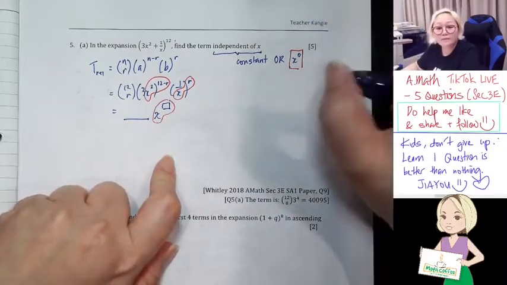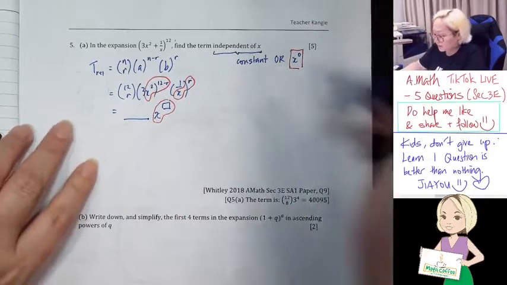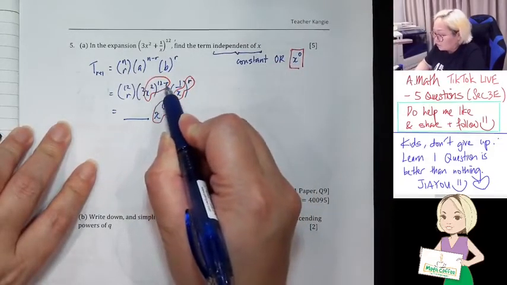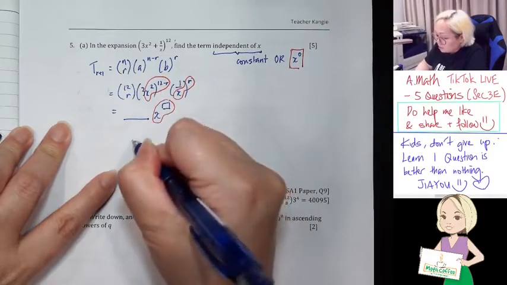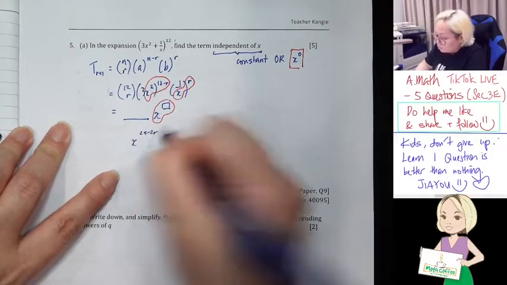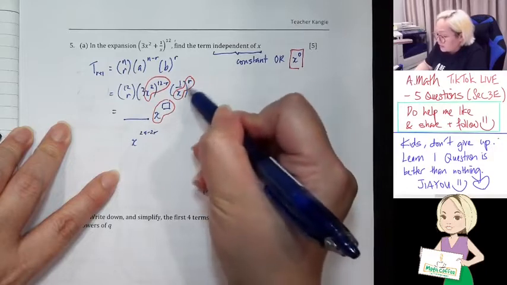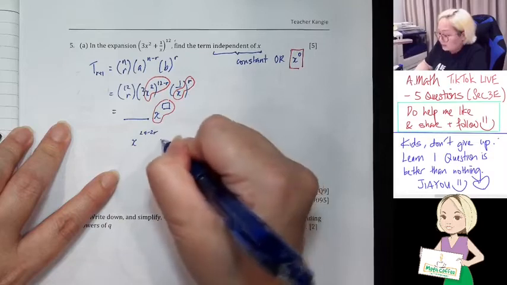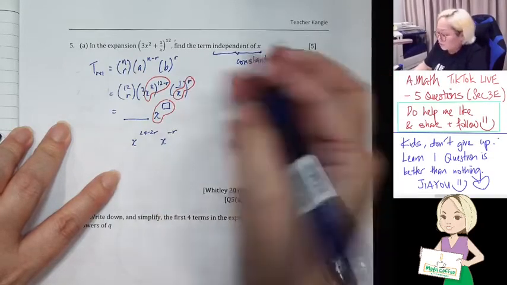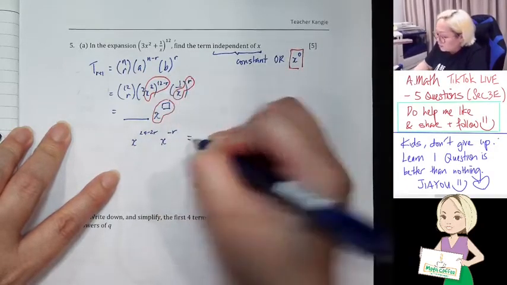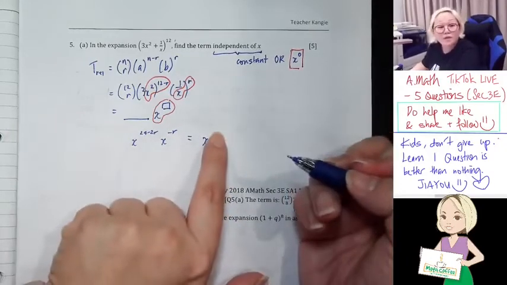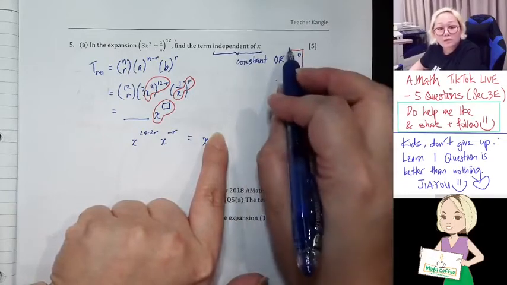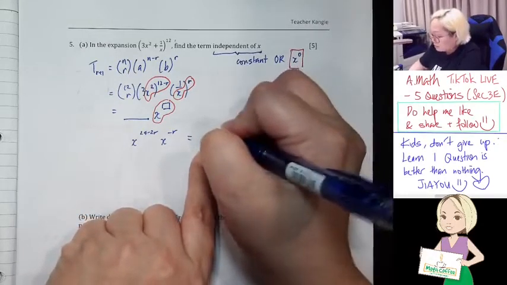You understand? So let's see, this one has a power, right? So it's 2 times 12 minus r, so it will be x to the power of 24 minus 2r. And see this, the x is below, right? If I put it up, it is x to the power of minus r. So I say this equals x to the power of whatever you want. Because I want to find the term independent of x, it means x to the power of 0.